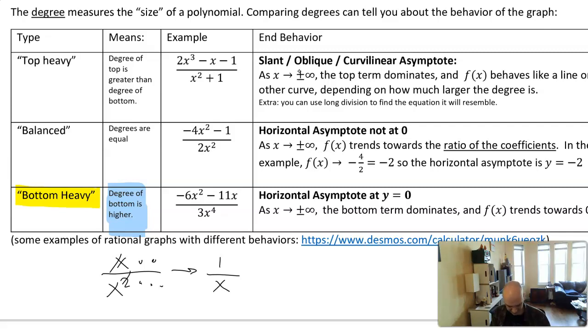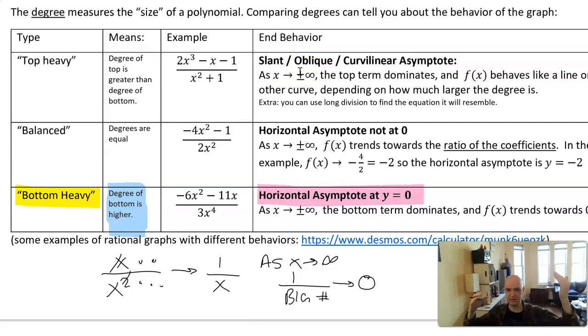1 over x. And for 1 over x, as x goes to infinity, we end up with 1 over a big number, and 1 over a big number is going to get closer and closer to 0. So if you have a bottom-heavy polynomial, then you are guaranteed to have a horizontal asymptote at y equals 0. Because the bottom term takes over, it has more weight, and so it's going to cause all the terms as x gets very large or very small to go towards 0.